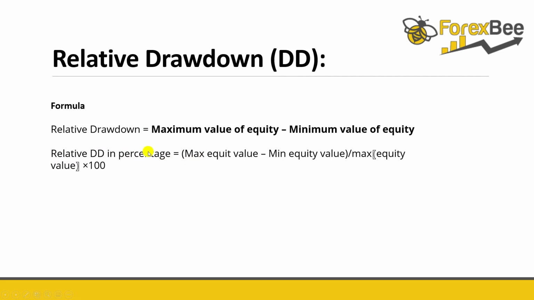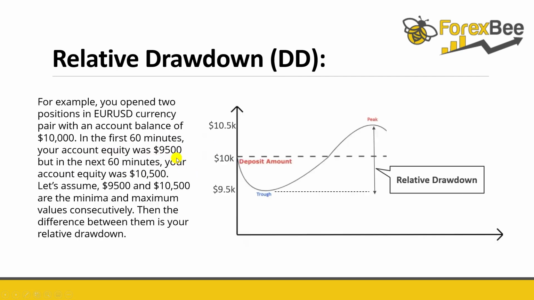Now let's talk about the example of this relative drawdown. Let me just go to the next slide. Here, let's say you deposit $10,000 in your trading account and you open a position. In the next 60 minutes, let's say the account goes towards this 9.5k. So it means that this is in loss. And then after that, the trade is not concluded yet. After that, the account goes towards this 10,500 level, or makes this level. So still the trade is not closed.